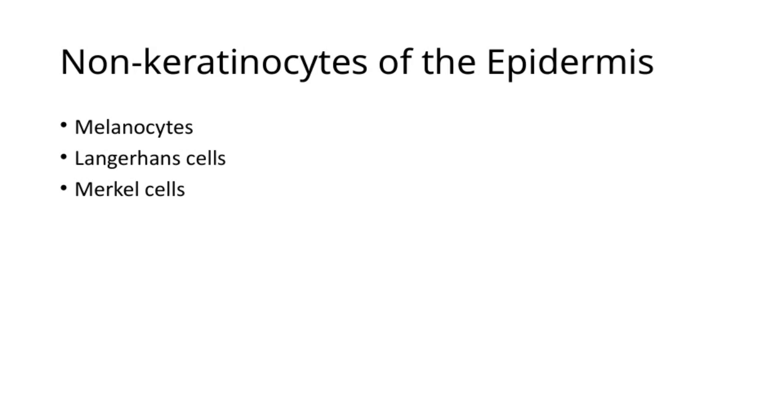Let's take a closer look at some of the key cellular components found in the epidermis. First, we have melanocytes. These cells are responsible for producing melanin, the pigment that gives our skin its color and also provides some protection against ultraviolet radiation. Next, there are Langerhans cells, which play a crucial role in our immune response by acting as antigen-presenting cells. They help detect and fight off pathogens that may invade the skin.